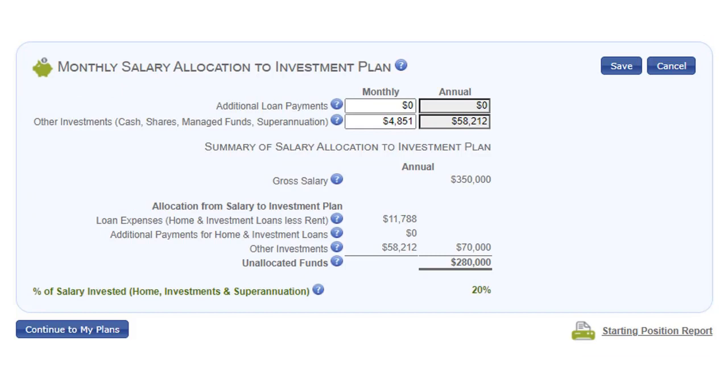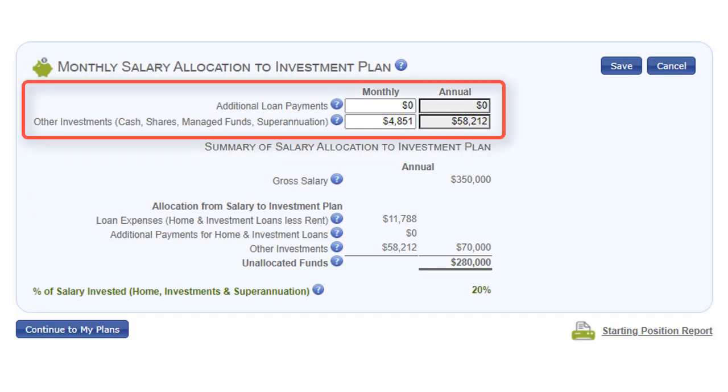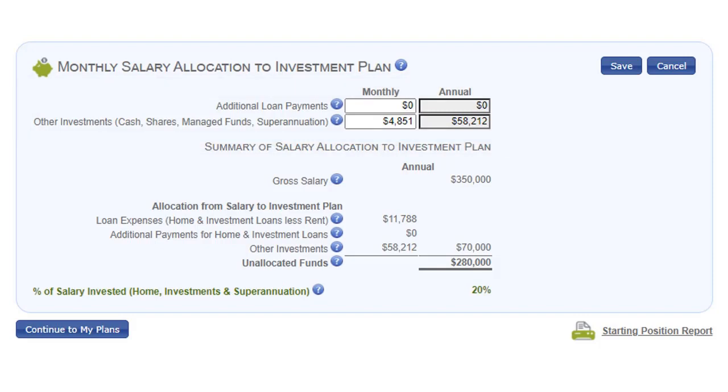In the last section, it is essential that the amount of savings from salary is entered. The program will add this money and any additional loan payment allocation to the net cost of home and investment loans. This dollar value is then converted to a percentage of gross salary. That percentage is allocated in the plan to salaries of both partners. This can be adjusted later in the plan.